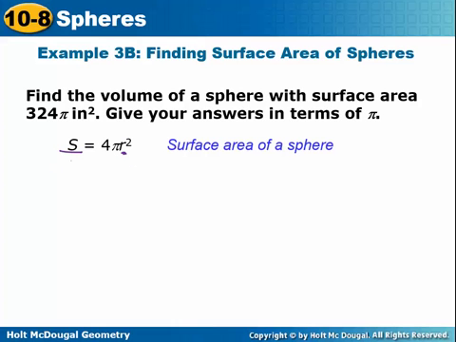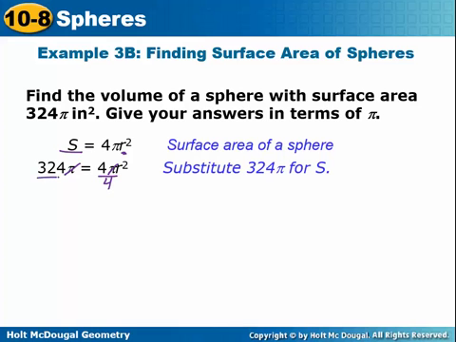So we'll plug in what we know from the surface area. 324 pi equals 4 pi r squared. Now we can cancel the pi on both sides and then divide by 4. And that will give us r squared.